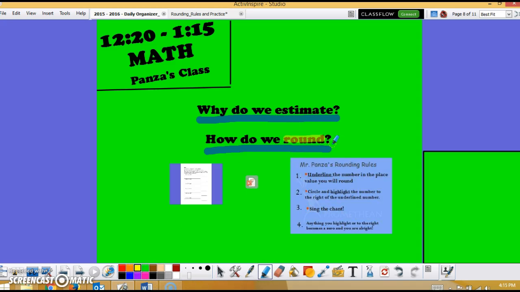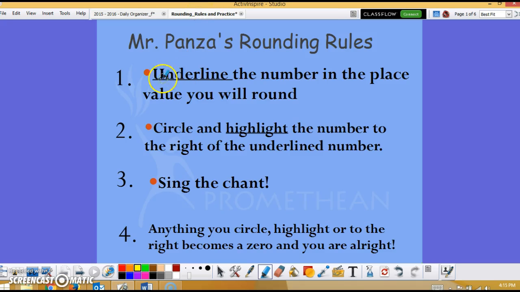I'm going to teach you how to round by 4 simple steps so you can get every single estimation question correct every single time. So without further delay, here are the rules to rounding. Rule 1, underline the number in the place value you will round. Rule 2, circle and highlight the number to the right of the underlined digit. Rule 3, sing the chant. 5 above, give it a shove. 4 below, leave it go. Rule 4, anything you circle, highlight, or to the right becomes a 0 and you'll be all right.